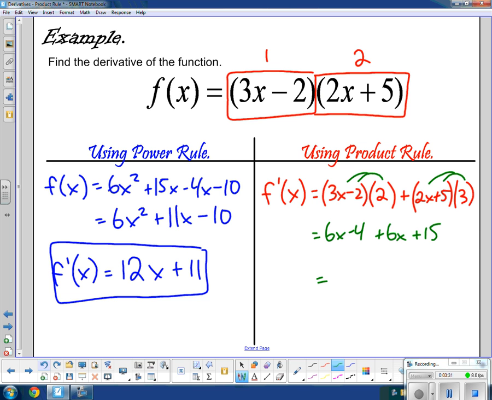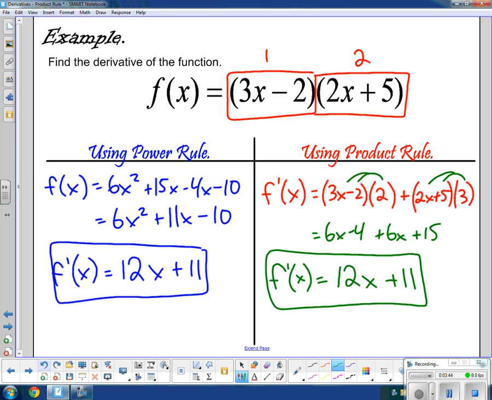And notice when I simplify this, I get my derivative to be the exact same thing. 6x plus 6x is 12x. Negative 4 plus 15 gives me positive 11. Either way I found the derivative of this function, I was able to get to the same idea. The derivative of that function is 12x plus 11.